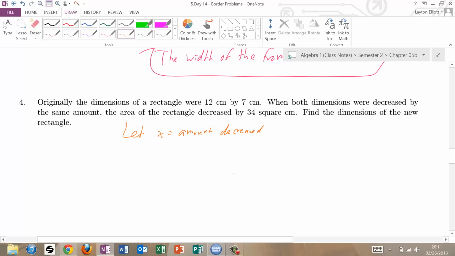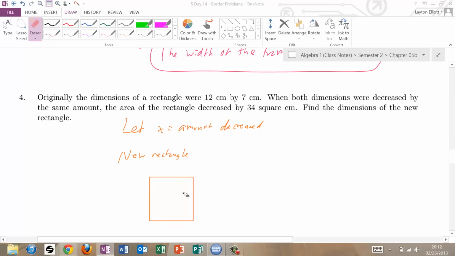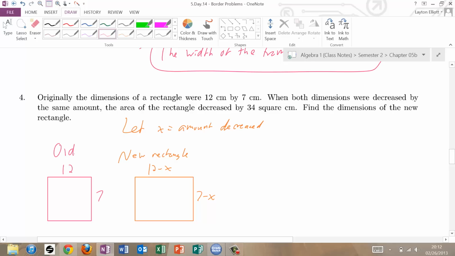And then I can actually go ahead and say, well, the new rectangle, that's a terrible rectangle, is, oh, come on, 12 minus x, and this is 7 minus x. And then we'll do an old rectangle in a different color. I know it's not to scale, but then this is 12, and this is 7. And we'll call this the old one. Now, this is different because I'm not drawing this as a border problem. They're not surrounding the other, so I'm not looking for like a width of the border. It's just looking for how much they're decreased by.